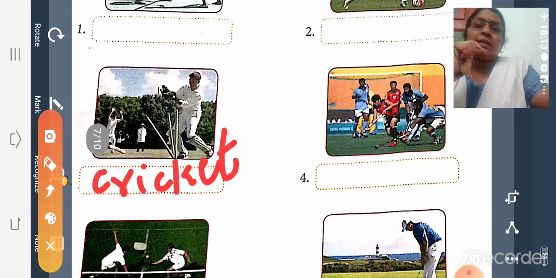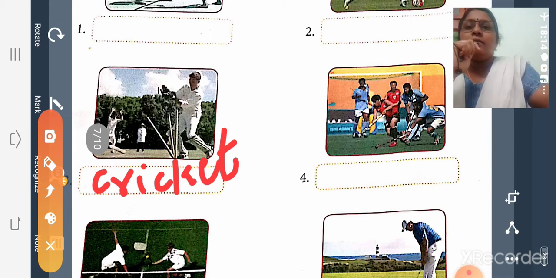This game is cricket, the game of two teams, 11 players each. It has a 22-yard pitch and a wicket at each end. This game is controlled by an umpire.